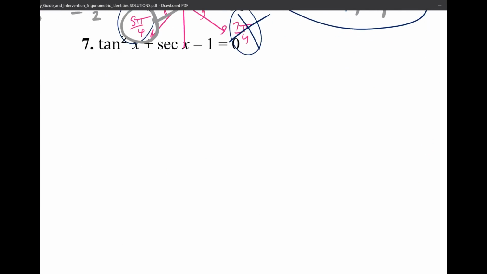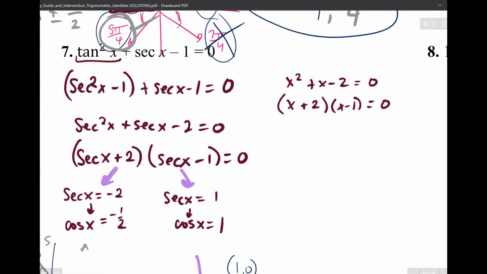Alright, so second to last, we have tangent squared x plus secant x minus 1. Go ahead, pause the video, and then I'll write the solution and explain it. Alright, so here I have tangent squared x plus secant x minus 1 equals 0.